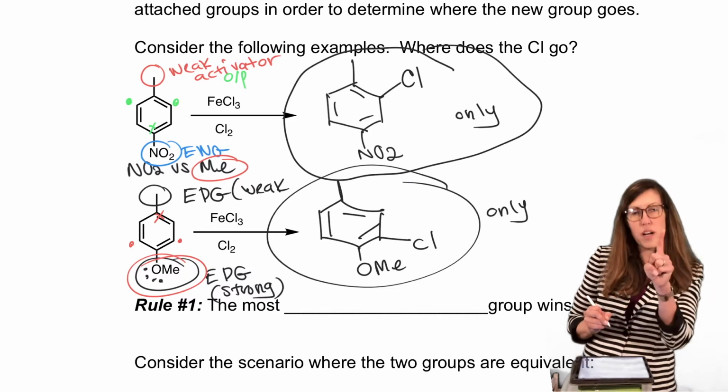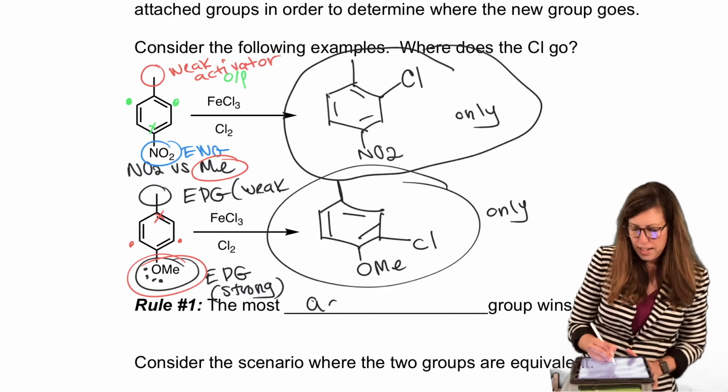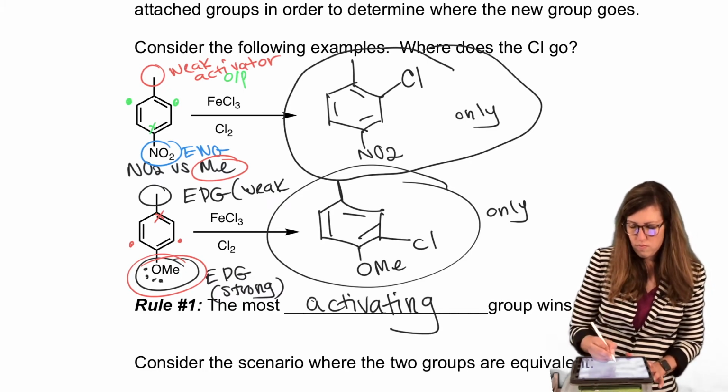Okay, so rule number one is an electronic effect. The most activating group dominates. It's usually EDGs.